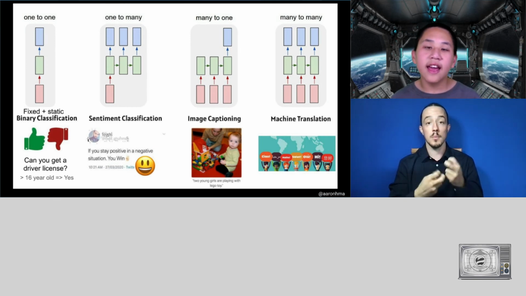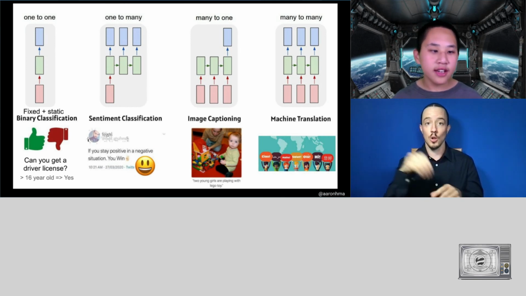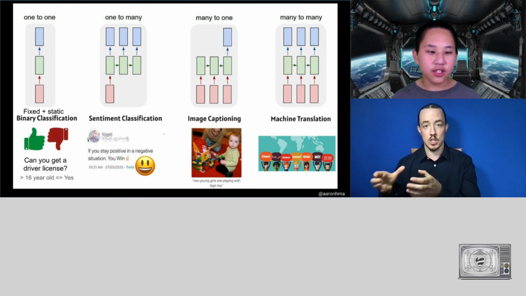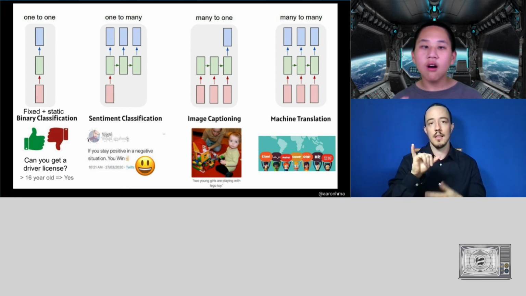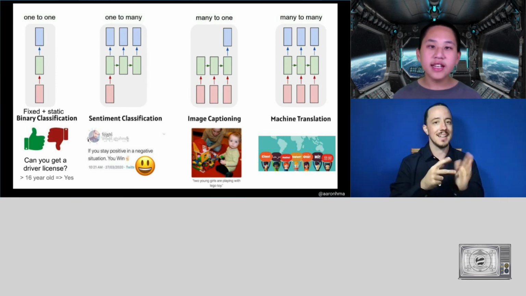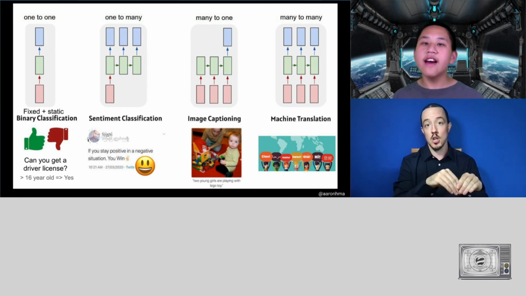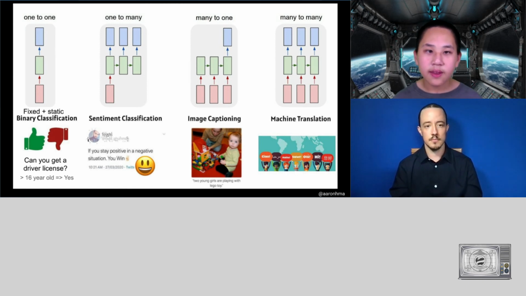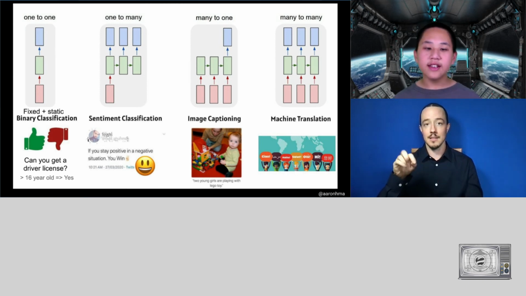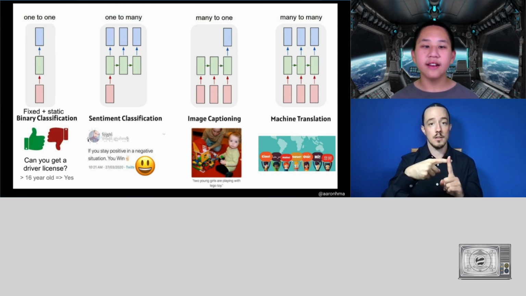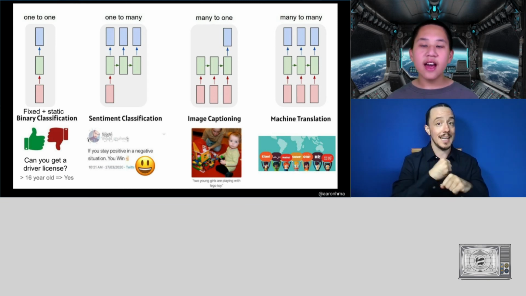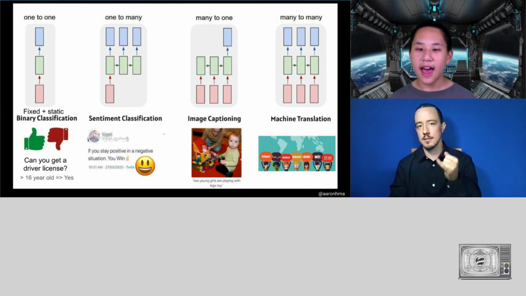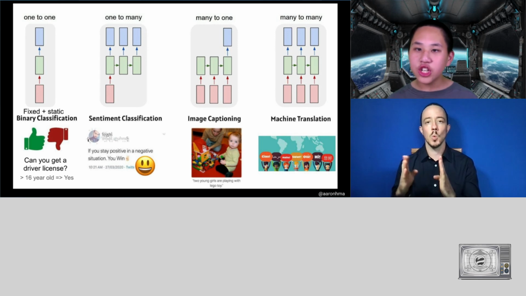Some problems that can be solved with recurrent neural networks include binary classifications. Can you get a driver's license based on some criteria? This is called one-to-one, where you have fixed and static input, and we get fixed and static output. Or sentiment classification. For example, if a tweet on Twitter is positive or negative. This is a one-to-many example, as we have one piece of data and we have many pieces of data at the end. Or image captioning.